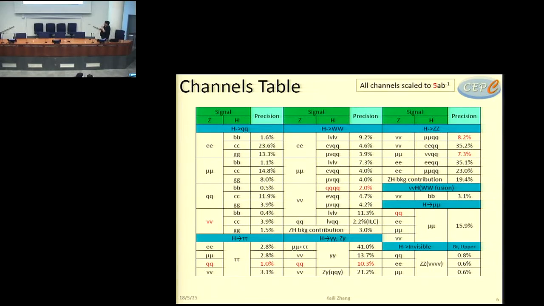For the Higgs to tau tau channel, the most sensitive channel is Z to qq. For the WW channel, the most sensitive channel is the Higgs to WW channel with the hadronic 4 jets. The Higgs to diphoton channel is also like this. For the Higgs to ZZ channel, we have 5 channels studied, and the most sensitive channel has final states of 2 muons, 2 neutrinos and 2 jets. For the Higgs to dimuon channel, the most sensitive is Z to qq.